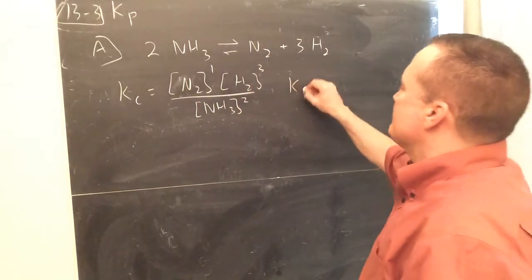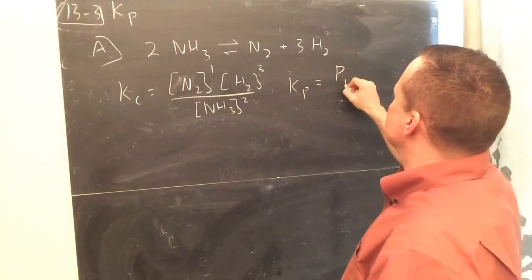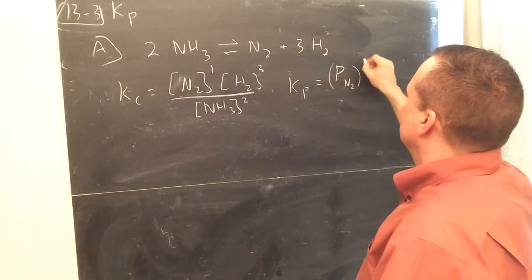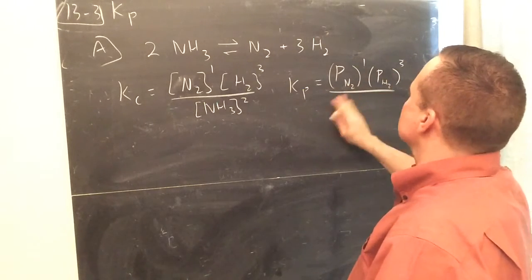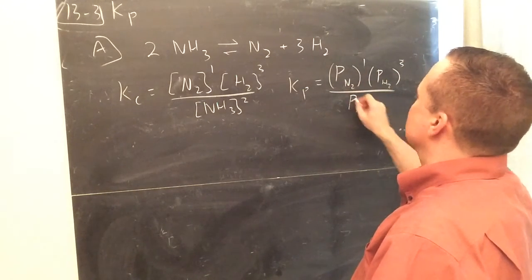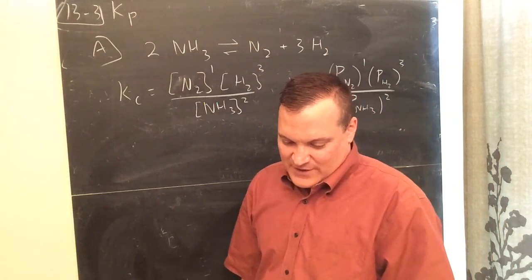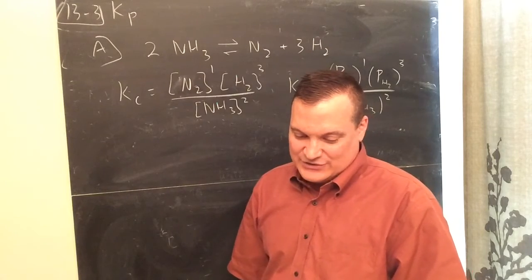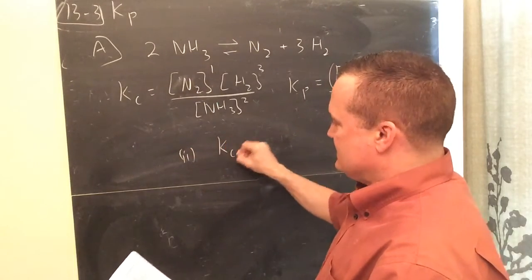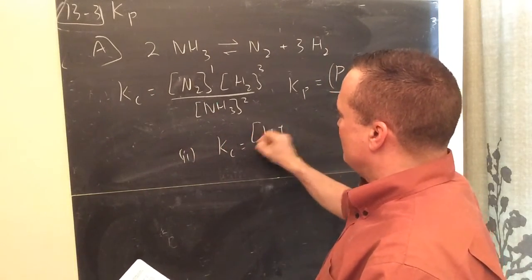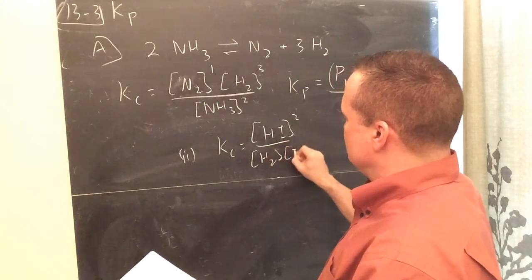Now for Kp, what you do is you put everything in terms of pressure. The partial pressure of nitrogen times the partial pressure of hydrogen, which I'll put cubed, over the partial pressure of NH3, which I will put squared. Kp and Kc. The other one, H2 and I2. So for part 2, I'll just real quick show you. The Kc would be HI molarity squared over H2 times I2.